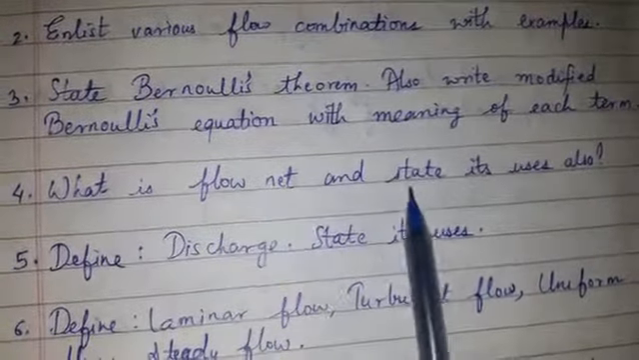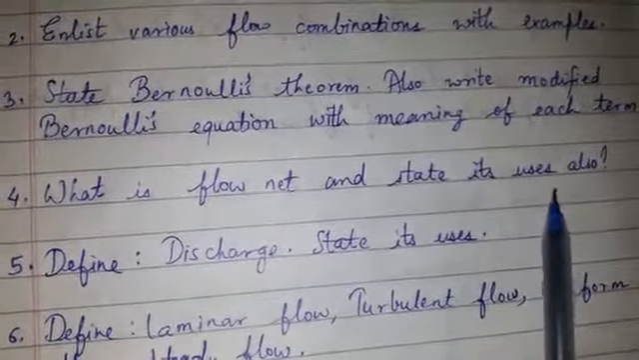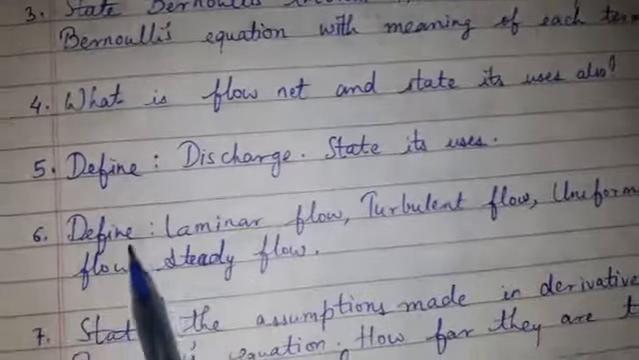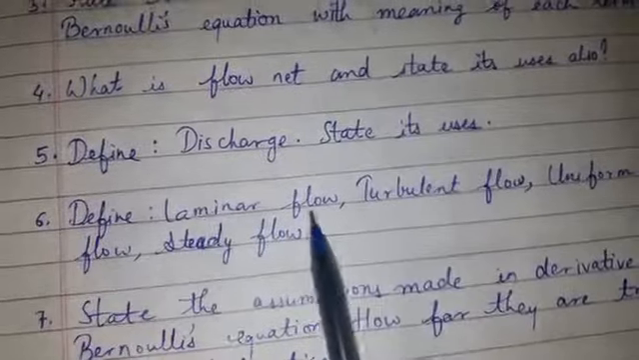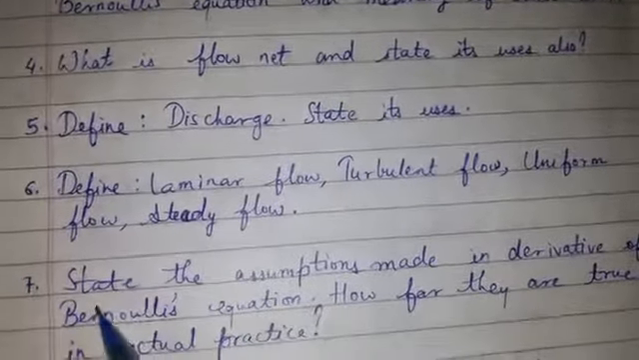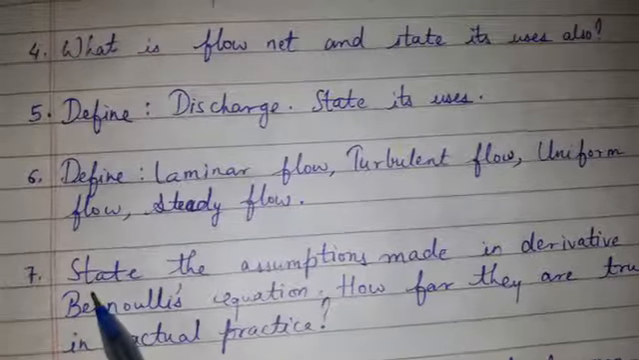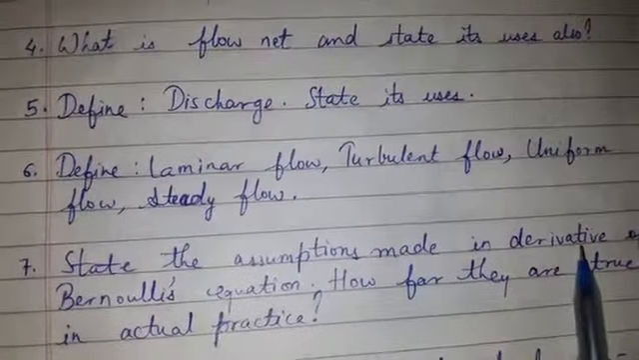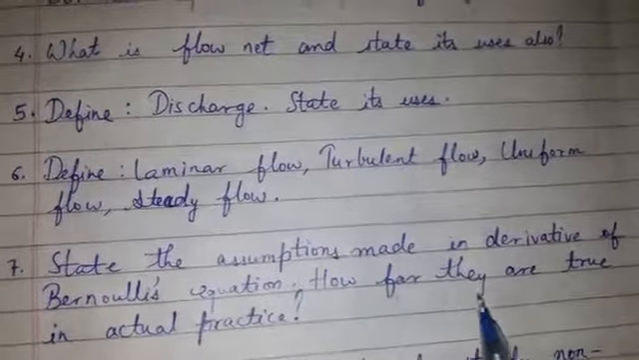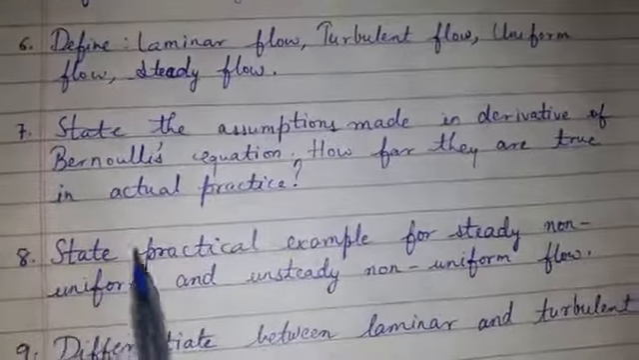What is flow net and state its uses also. Define discharge, state its uses. Question number 6. Define laminar flow, turbulent flow, uniform flow, steady flow. Question number 7. State the assumptions made in derivation of Bernoulli's equation, and how far they are true in actual practice.